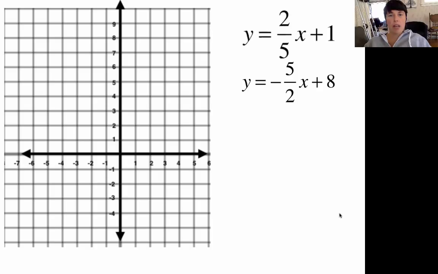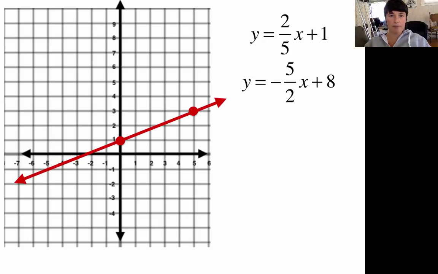I'm going to start with the y equals 2/5 x plus 1. So I'm going to go to 1 and put my point. 2/5 is the slope, so I'm going to be going up 2/5 for my next point. And now I've got 2 points. That's probably enough for me to grab my ruler and draw my line. There's my line. And now I'm going to graph the other line, which starts at +8, so it starts way up high at 8.